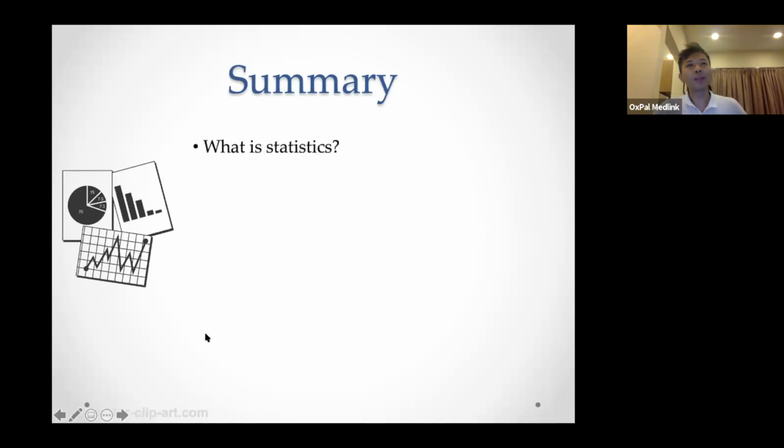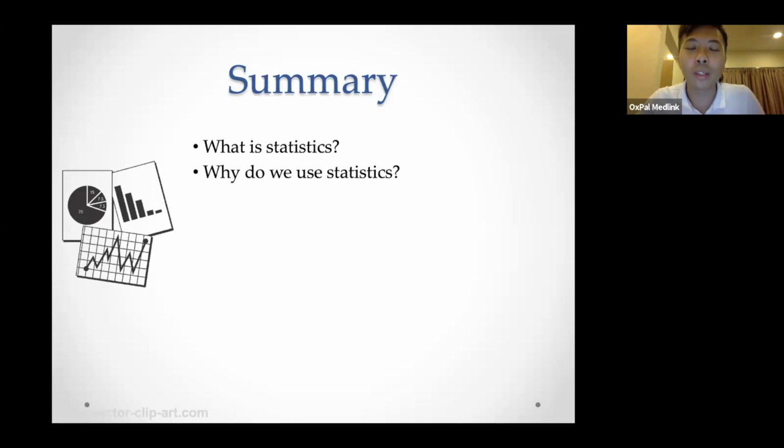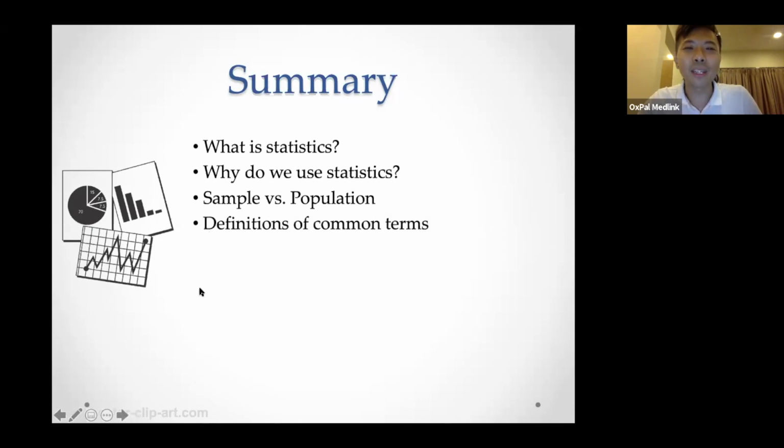All right, summary. We have looked at what is statistics, okay? Statistics is a way of quantifying data in an objective manner, not subjective. Why do we use statistics? We want to be confident with our results, to summarize our data, to quantify the mean, the standard deviation. We look at sample versus population. We never know the true population parameter, therefore we need to sample and gain the statistic, the value of the sample. And definition of some common terms, okay, such as value, variable, constant.